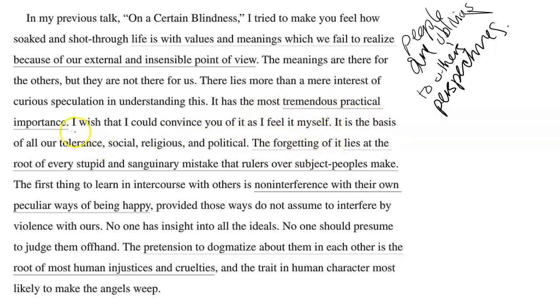So here we also notice this is the author making a claim that this is something he deeply believes, and he clearly wants us to believe it as well. It is the basis of all our tolerance, social, religious, and political. The forgetting of it lies at the root of every stupid and sanguinary mistake that rulers over subject peoples make. The first thing to learn in intercourse with others is non-interference with their own peculiar ways of being happy, provided those ways do not assume to interfere by violence with ours.